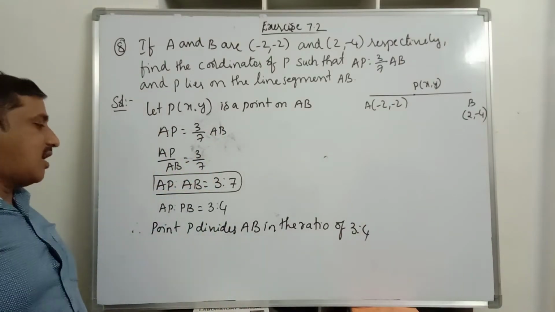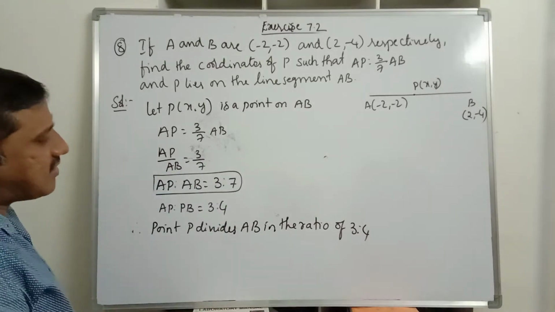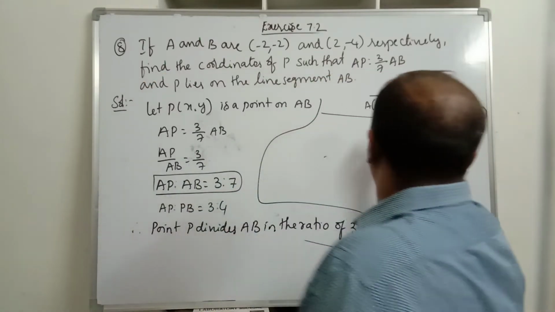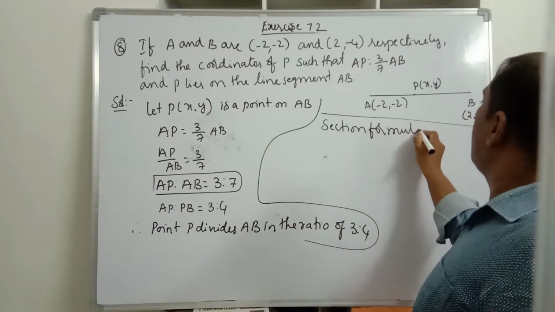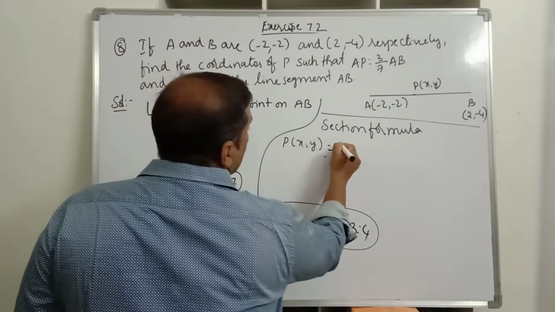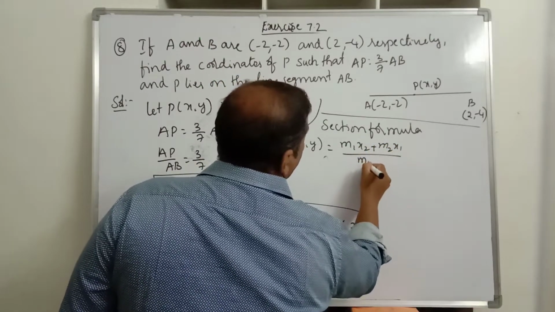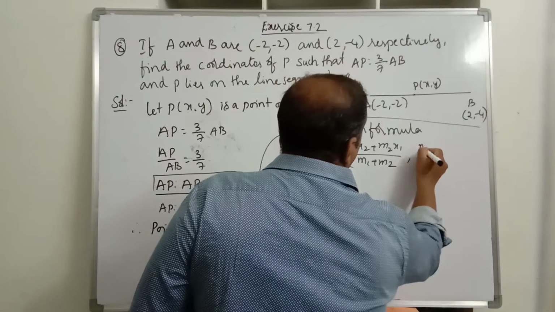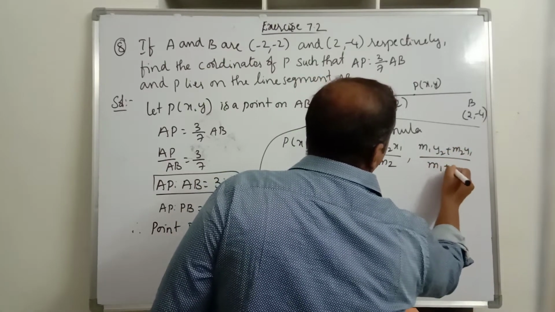Now we know the ratio and we know the two points. Find the coordinates of point P by using, again, the section formula. So using the section formula, we have to write the correct formula and substitute the correct values. That is, (x, y) equals (m1 x2 plus m2 x1) divided by (m1 plus m2), where m1 and m2 are the two parts of the ratio, comma (m1 y2 plus m2 y1) divided by (m1 plus m2).